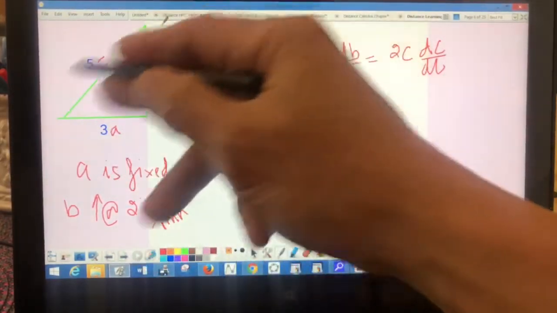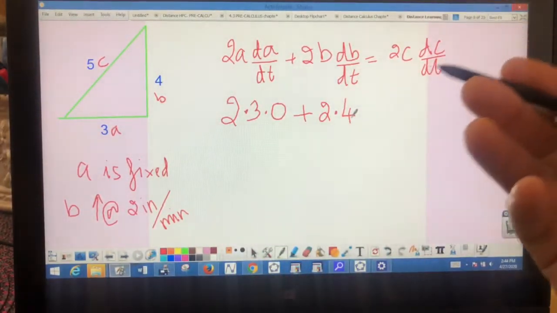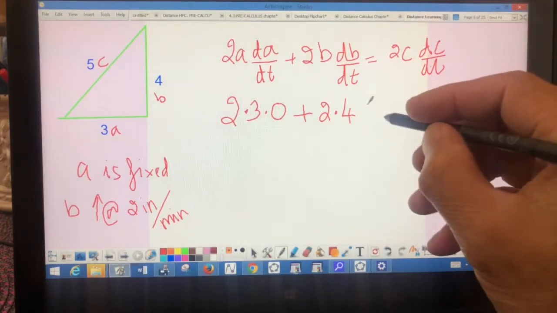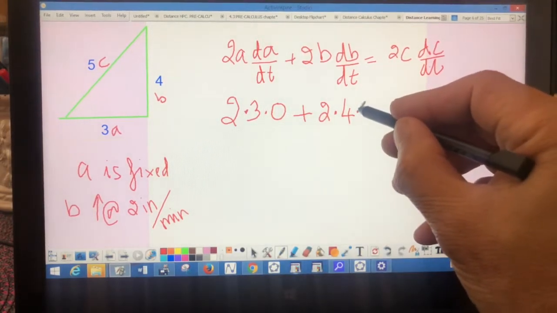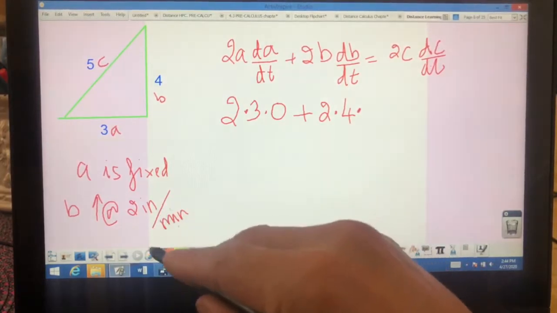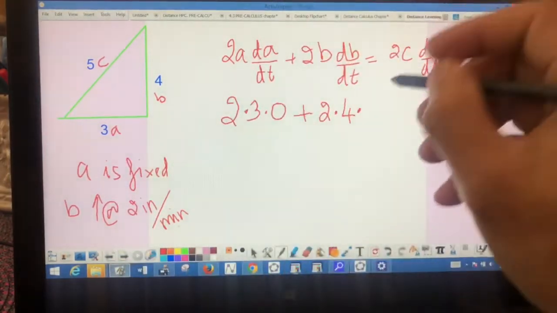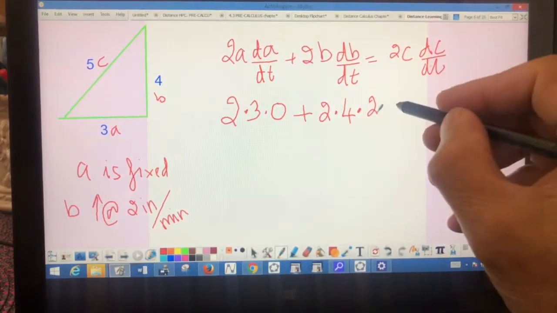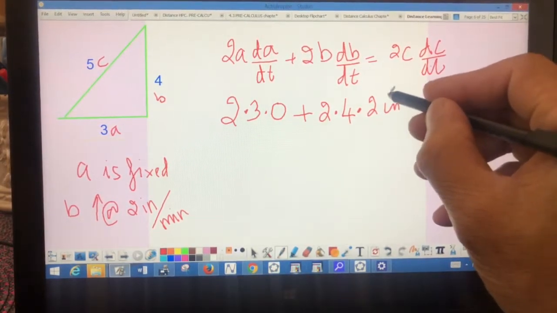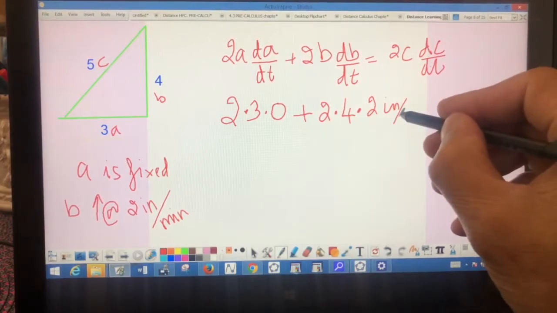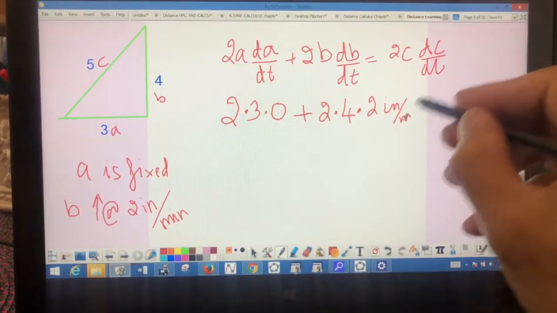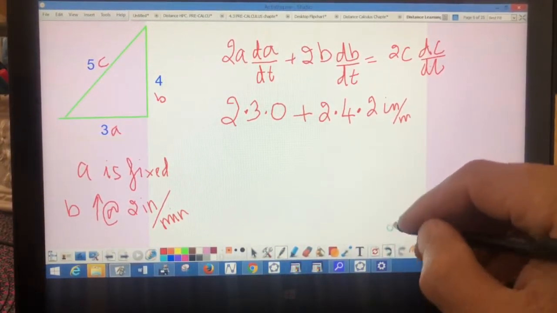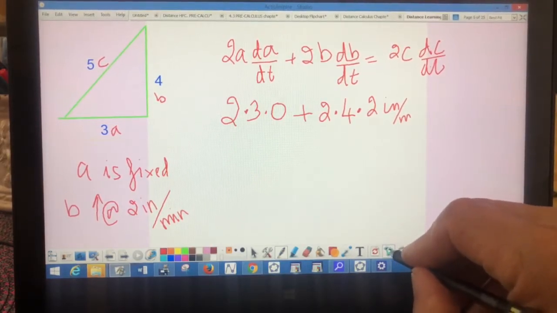It could be a different size of triangle, so your B will be different, just based on what the question was. Now we said the rate of change of the B is growing at 2 inches per minute, so that should be 2. All right. You don't need the units there, it's just too confusing, so I'm going to erase that.